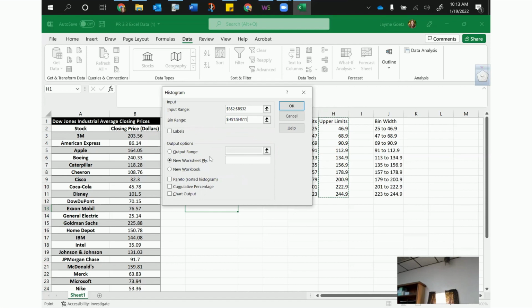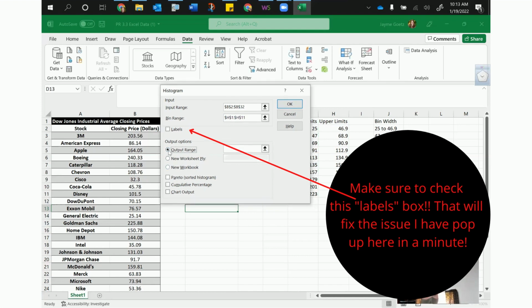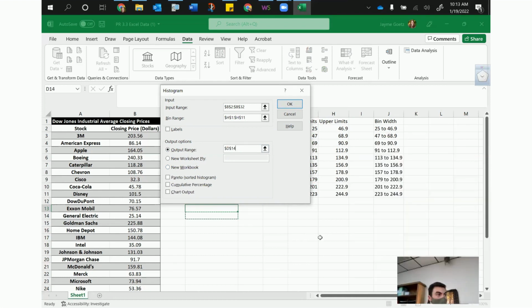The next thing we need to talk about is output options. That's saying, okay, this is what you want us to look at and to divvy up. Where do you want our information to go? You have three options. You can put it in a new workbook, which is going to open a new Excel document. We don't want that. We can put it in a new worksheet, which would open up a new sheet down here. We don't want that. So you're going to click on this box here that says output range. And you're going to click right here, like this cell right here. I click D14. That means it's going to show up right here, right?